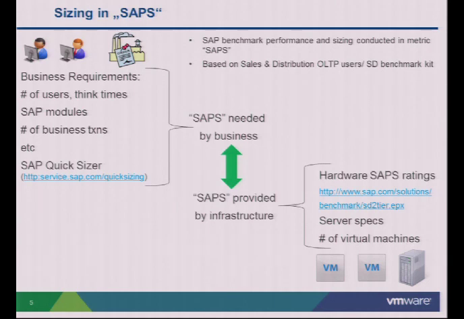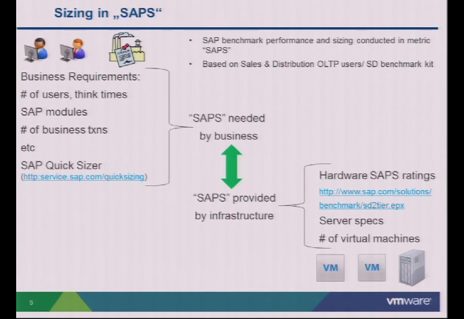Now you can still use SAPs to size on VMware, and we'll show you that in an example that Mohan will show in the next couple of slides. So the idea is you collect all your business requirements, you figure out how many users you need, the type of modules they're running, and SAP has a way of converting all that business data into a SAPs requirement. You can do that through a tool called SAP QuickSizer. So all your business requirements are then converted to SAPs.